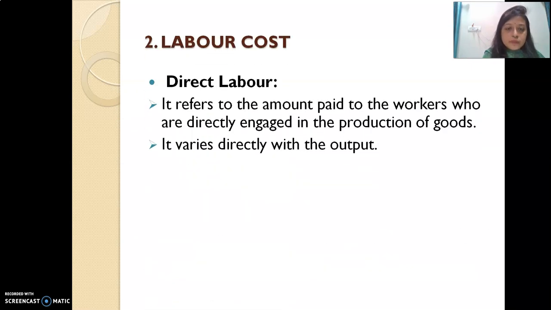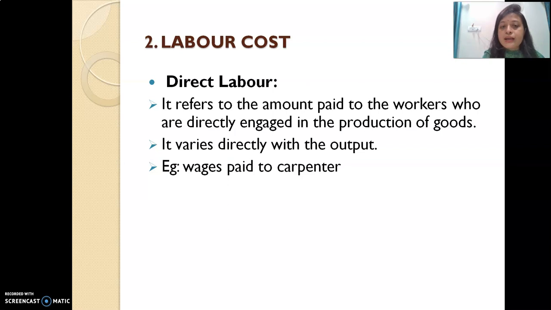Next is the labor cost. Direct labor. It refers to the amount paid to the workers who are directly engaged in the production of goods. It varies directly with the output. Example, wages paid to a carpenter. So direct labor are those laborers who are directly related with the manufacturing of the product. While making the furniture, you can make out that the carpenter is making the furniture. So the wages paid to the carpenter are direct labor.